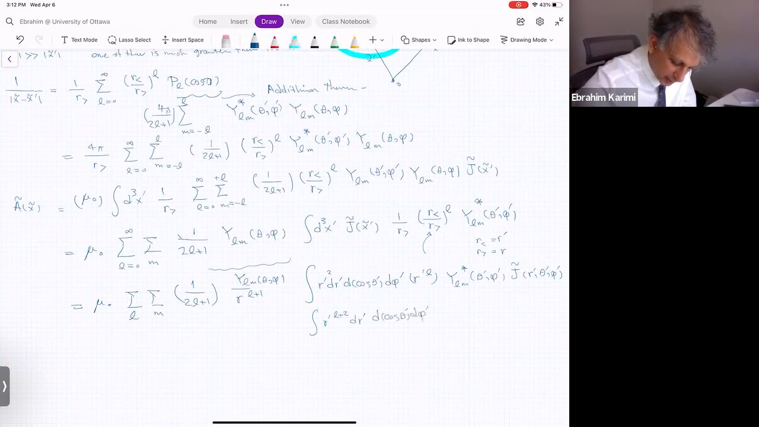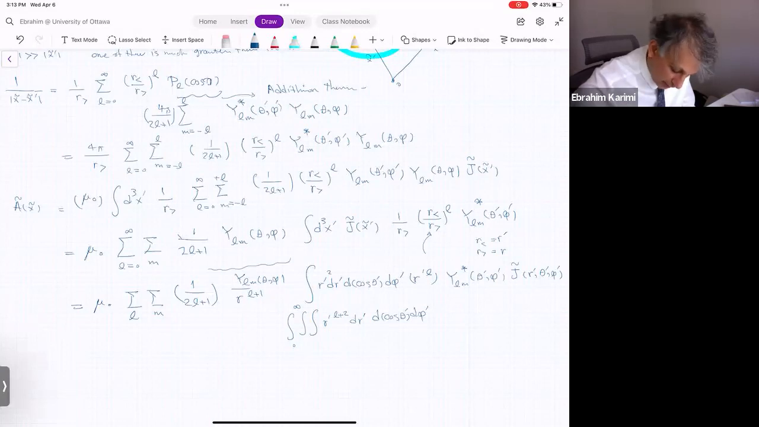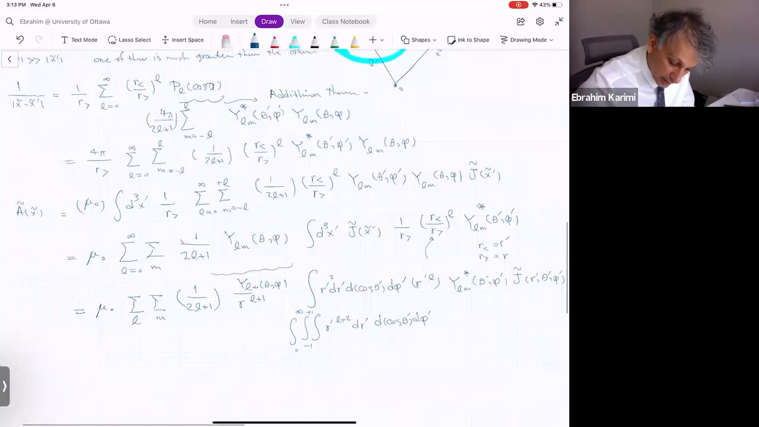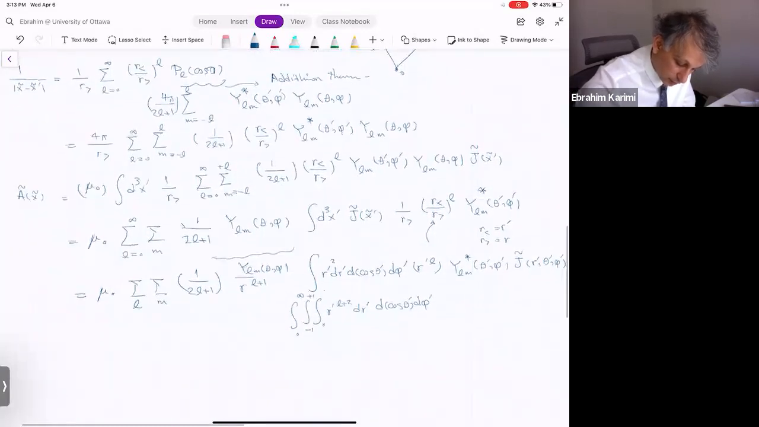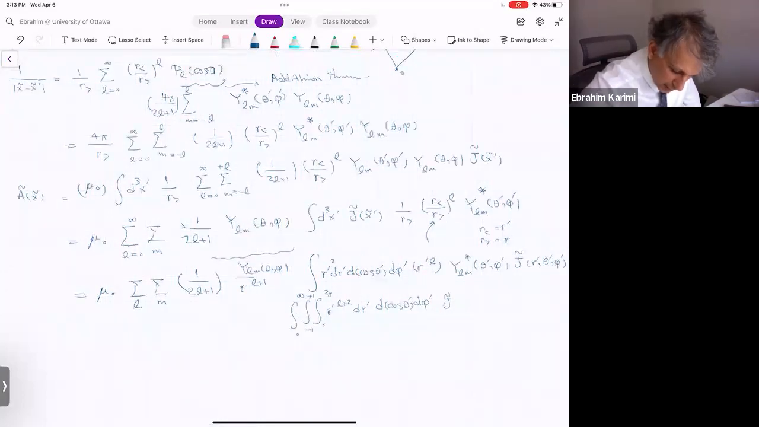And remember, r is changing from 0 to infinity. And theta prime, since we are dealing with d cosine of theta, is changing from -1 to +1, and phi is changing from 0 to 2 pi. And then what we have is J. Remember, when I write J as a vector, it is Jx, Jy, and Jz. And then it will be J of r prime, theta prime, and phi prime, times Y_LM of theta prime and phi prime.